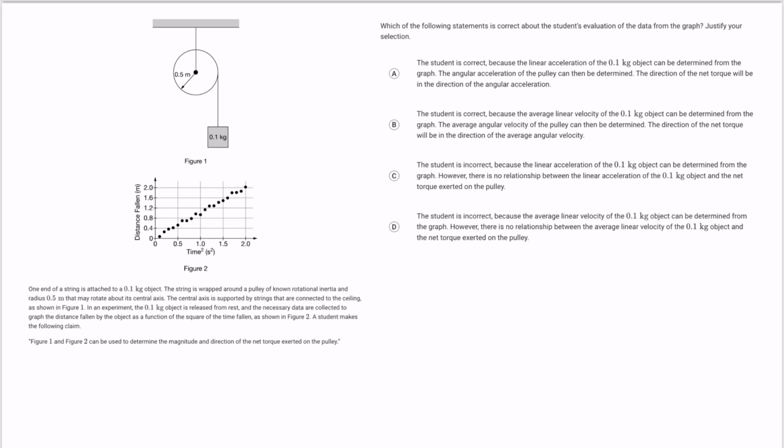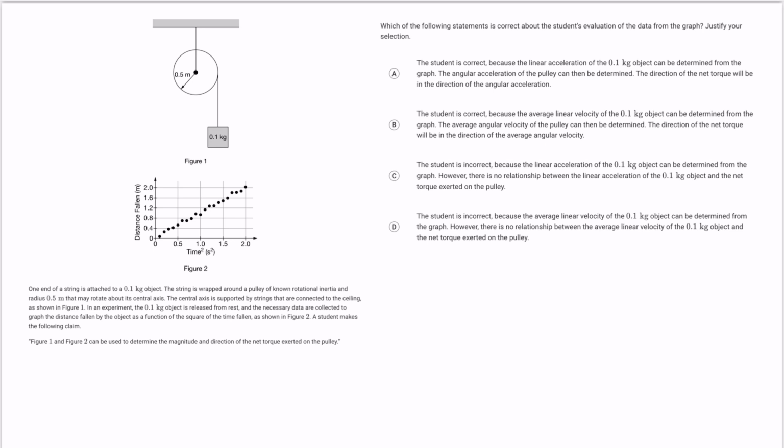The question says, one end of a string is attached to a 0.1 kilogram object. The string is wrapped around a pulley of known rotational inertia. Good, so we know the rotational inertia. That's one thing to keep in the back pocket. And a radius of 0.5 meters. The central axis is supported by the strings that are connected to the ceiling, as shown in figure 1. In an experiment, the 0.1 kilogram object is released from rest, and the necessary data are collected to graph the distance fallen by the object as a function of the square of time fallen, as shown in figure 2.